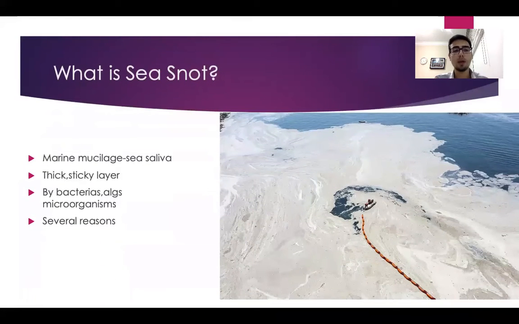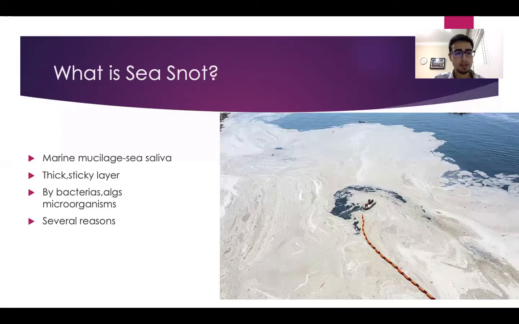Okay, what actually is sea snot? It's also known as marine mucilage and sea saliva, but the most common one is sea snot, so I'm going to be using sea snot for the whole presentation. And okay, what is it? It's a thick and sticky layer, both on the surface and at the bottom in the oceans and seas.